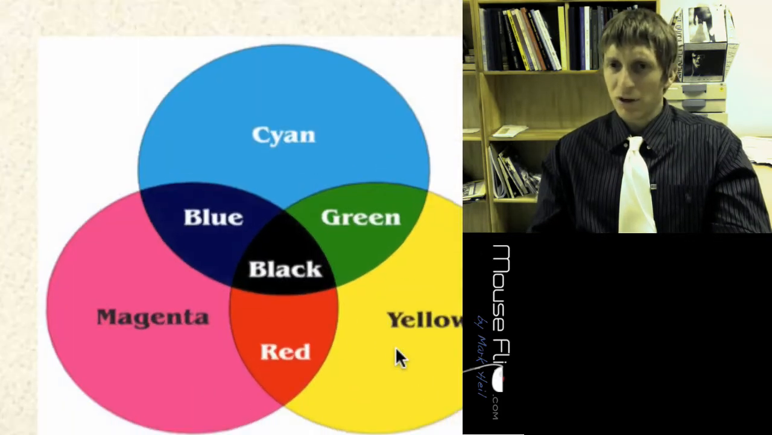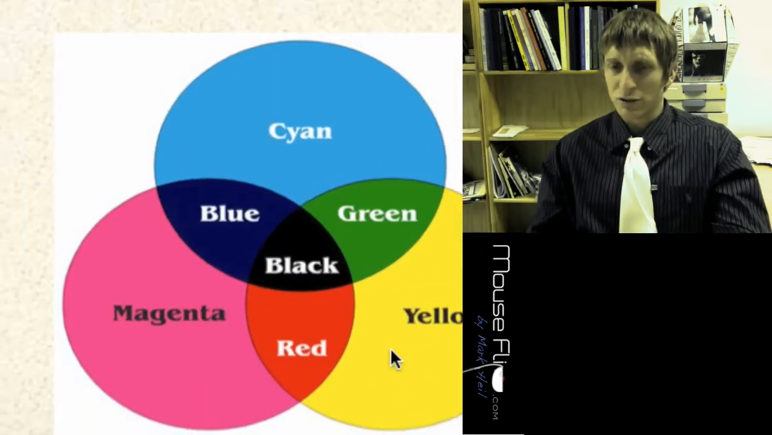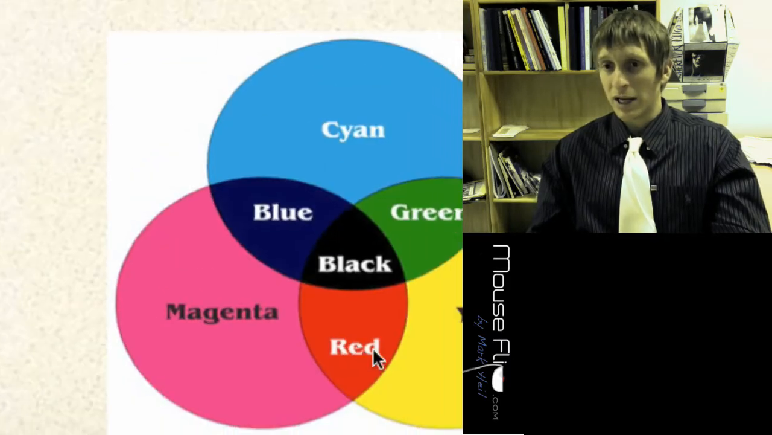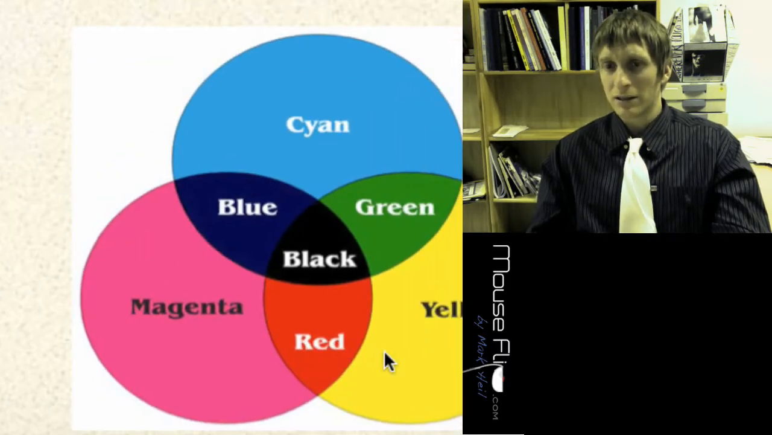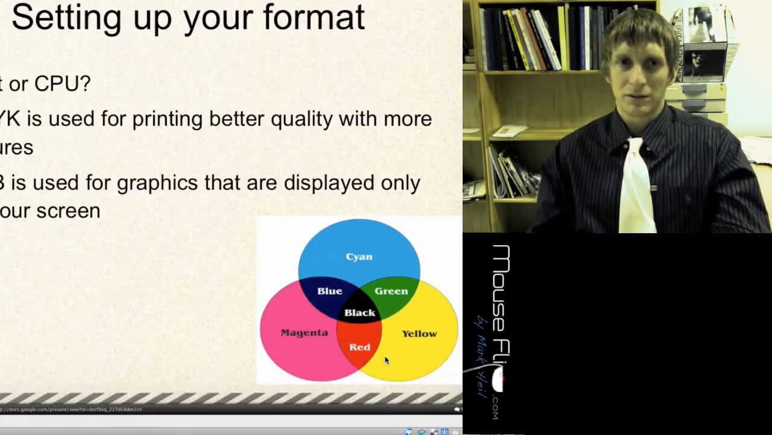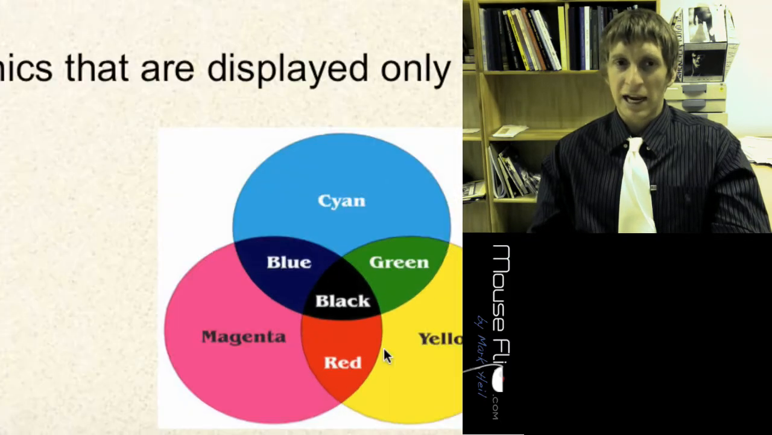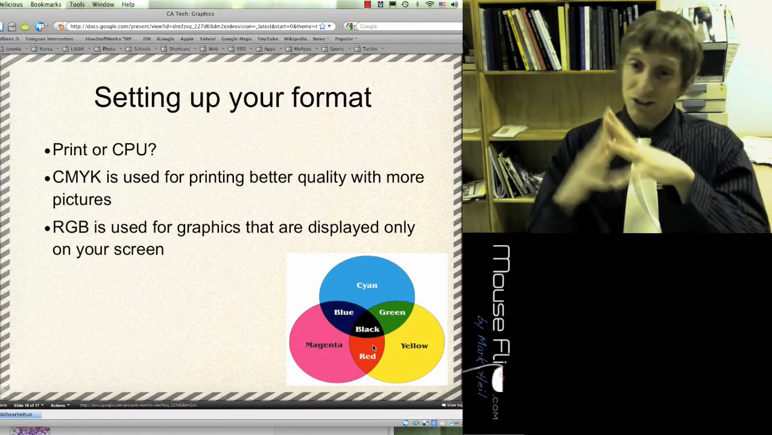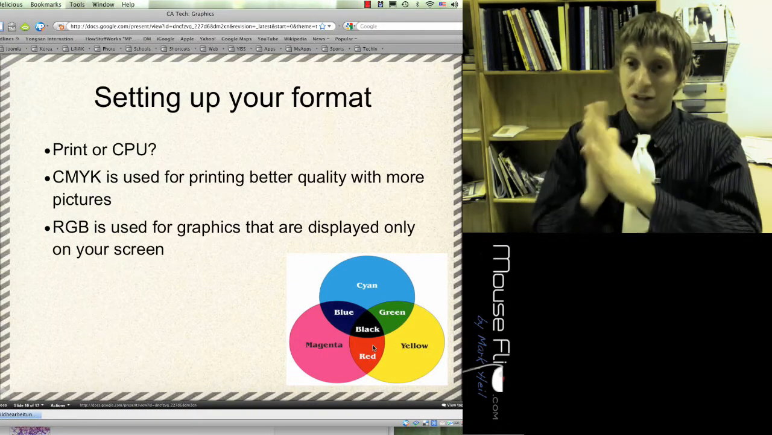Here's an example of what those stand for. Magenta, cyan, yellow, and red, CMYK. And RGB is the ones in the middle. So that's how they get those colors. And from those colors, you can basically make a lot of other colors.